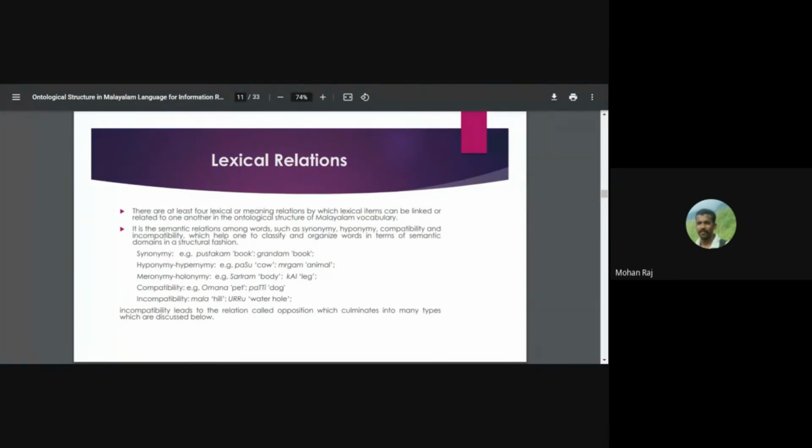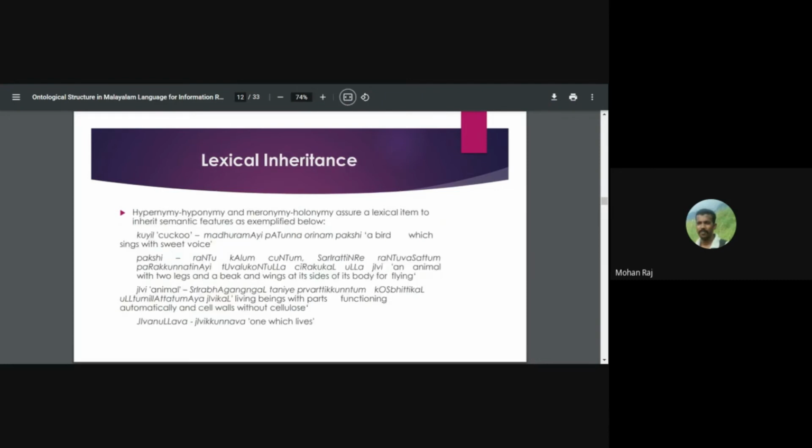Incompatibility leads to the relation called opposition, which culminates into many types, which are discussed below. And lexical inheritance: hyponymy and meronymy, holonymy assure a lexical item inherits semantic features, as exemplified below. Taking one example, Kukku, Madramai, Padana, Urina, Paksha is a bird which sings with a sweet voice.